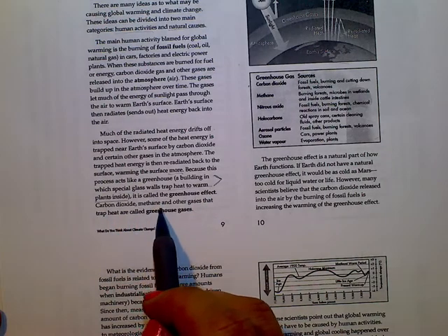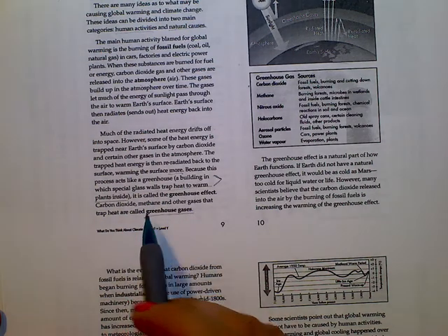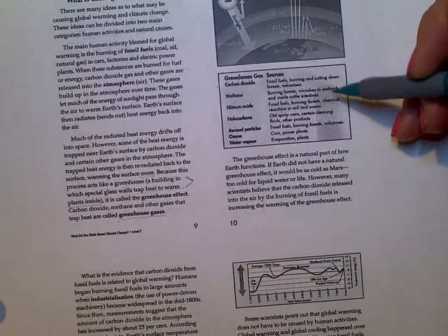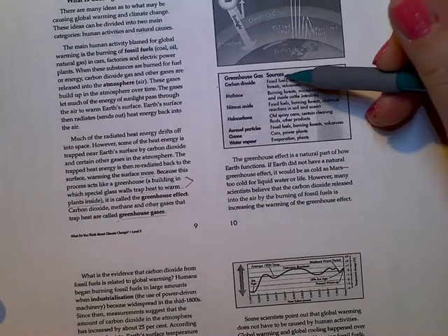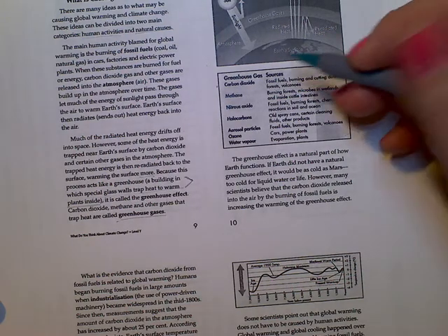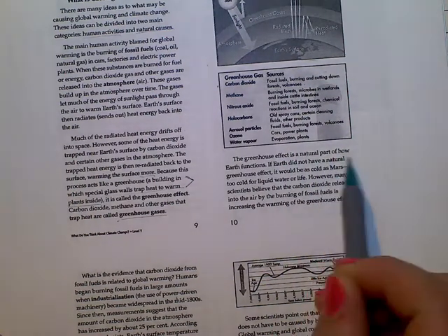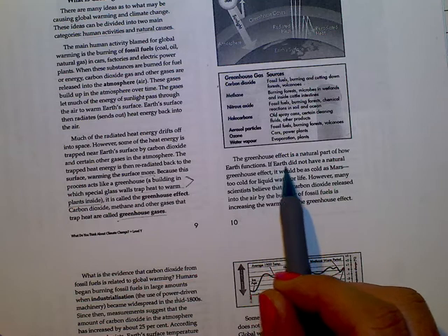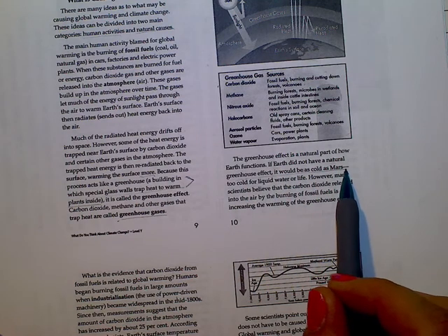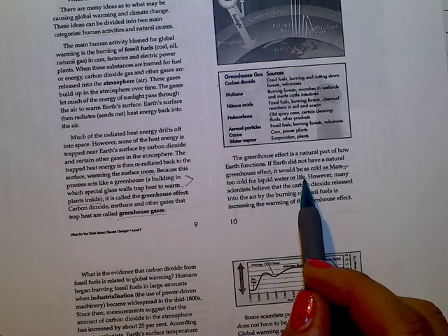Carbon dioxide, methane, and other gases that trap heat are called greenhouse gases. So then they have a bunch of different things about where all the gases come from. Carbon dioxide, fossil fuels, burning and cutting down forests, and volcanoes. So that obviously is natural. The greenhouse effect is a natural part of how Earth functions. If Earth did not have a natural greenhouse effect, it would be as cold as Mars. No thank you. Too cold for liquid water or too cold for life.